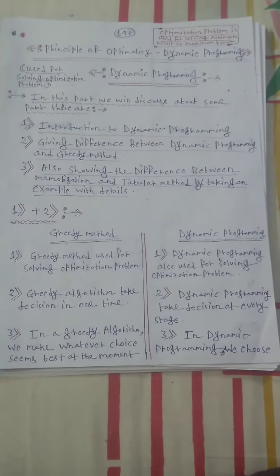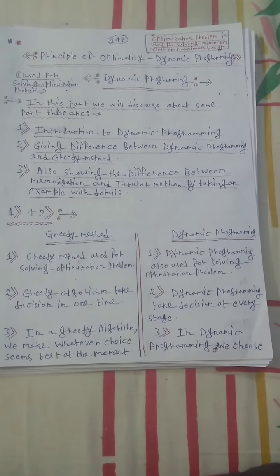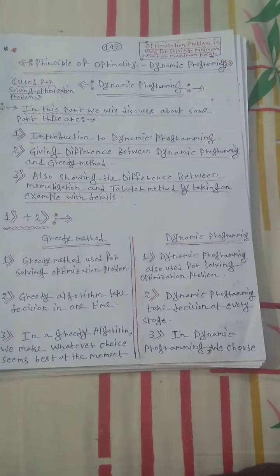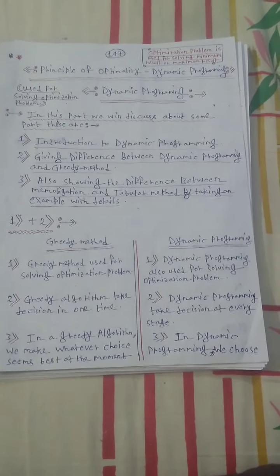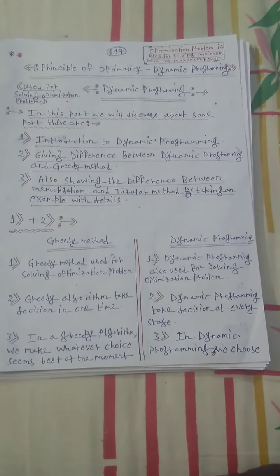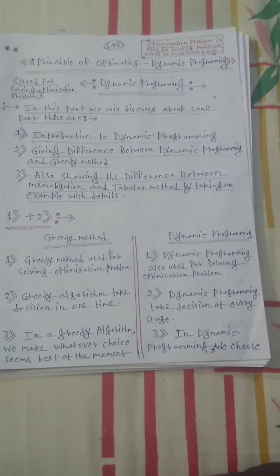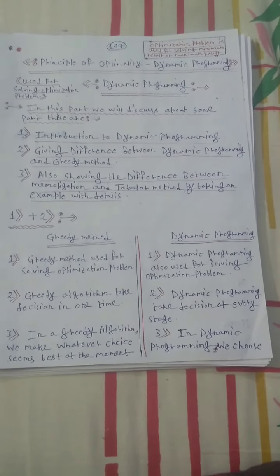Hello everyone, today we will discuss the principle of optimality or dynamic programming. It is mainly used for solving optimization problems. So what is an optimization problem? An optimization problem is used for finding the minimum result or maximum result.